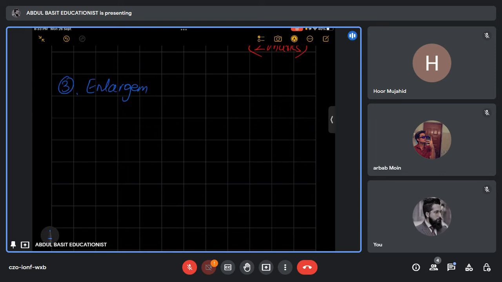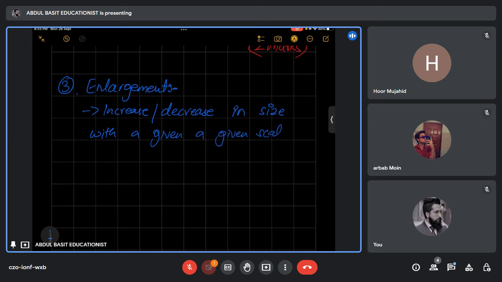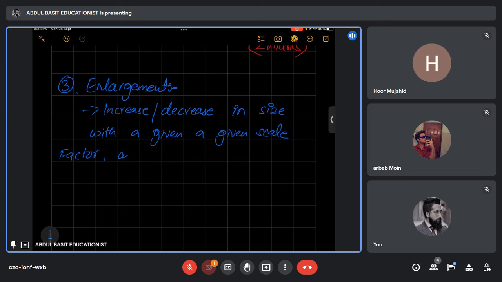Third one is enlargement. As the name indicates, in this transformation there would be an increase or decrease in size with a given scale factor, and center.